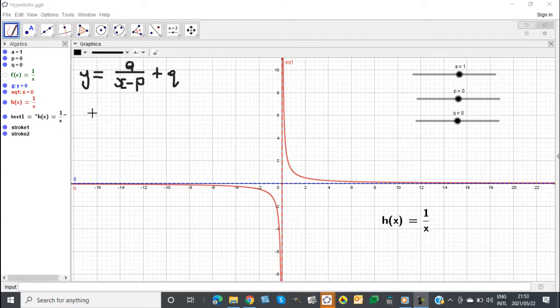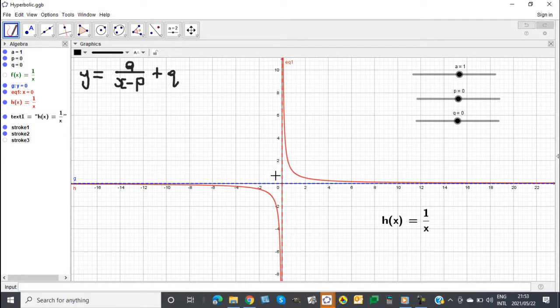So by that I mean, if, say for instance, you're required to sketch minus 2 over x plus 1, plus 3 or whatever, you should already know how your graph should look before even sketching this graph. And for you to know that, you need to know the effect of A, P, and Q before you even sketch the graph.